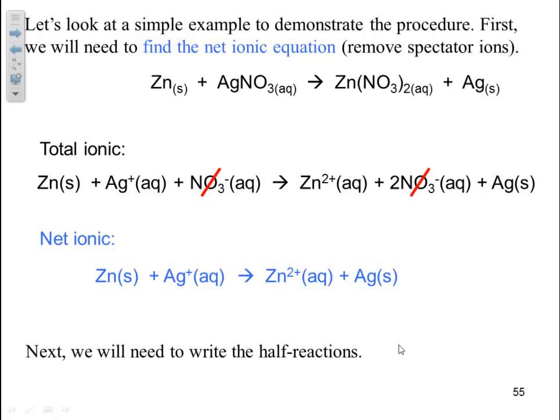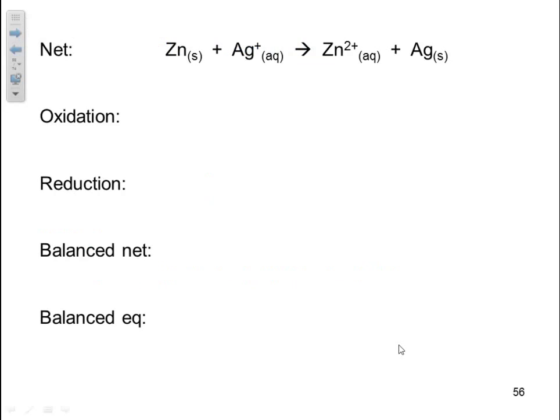Next we'll need to write the half reactions. So I have my net ionic equation, and now I've got to write what's being oxidized and what's being reduced. Looking at this, I see that zinc going from zinc solid to zinc 2+ is an oxidation. I see that silver + going to silver solid is a reduction.